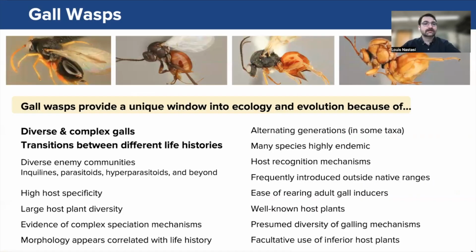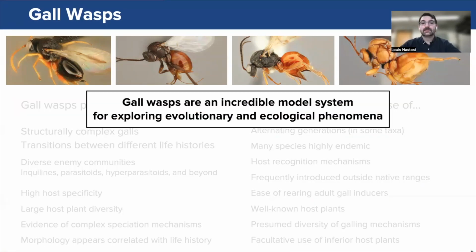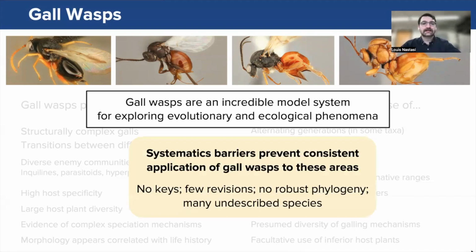So, as you might imagine, gall wasps are a really excellent insect to study because of these and other reasons. And we would imagine that they'd be an incredible model system for exploring both broad and narrow ecological evolutionary phenomena. But unfortunately, there's a multitude of systematic barriers preventing consistent application of gall wasps to these and other research areas, such as a lack of identification keys, the production of relatively few comprehensive taxonomic revisions, the lack of a phylogeny, and the presence of many, many undescribed species all across the world.